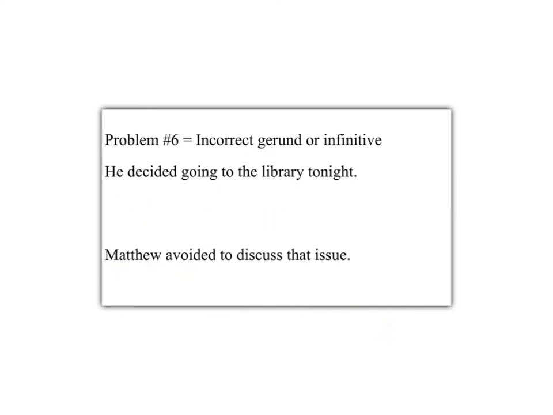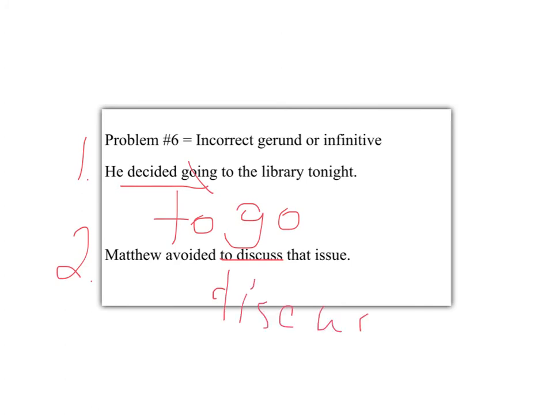So the problem here is that there are some verbs that only take gerunds or some verbs that only take infinitives, and when we're writing, we mix it up. So for example, in number 1, he decided going to the library tonight. Well, decided is one of those verbs that always takes the infinitive, so we can't use going, we have to use go. He decided to go. Or in example number 2, Matthew avoided to discuss that issue. Avoided is a verb that always takes the gerund, so it has to be Matthew avoided discussing that issue.